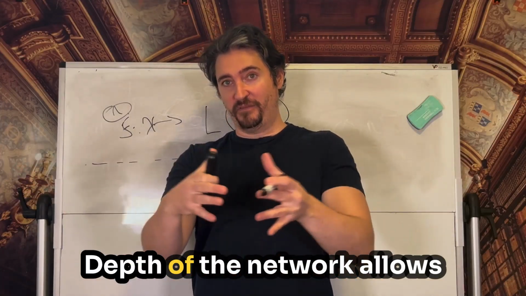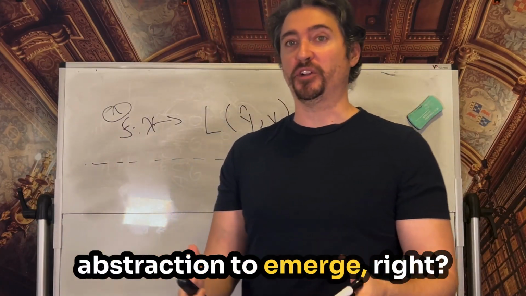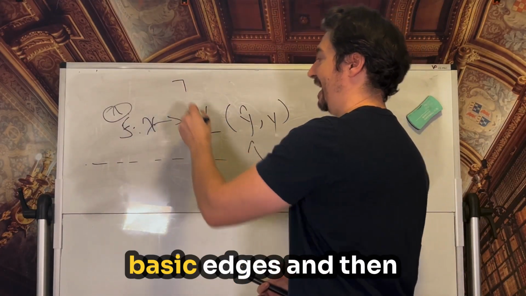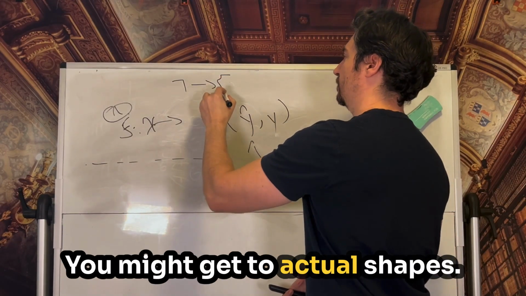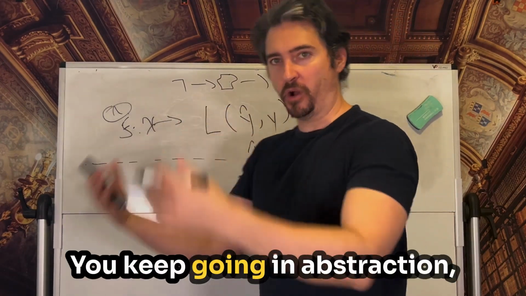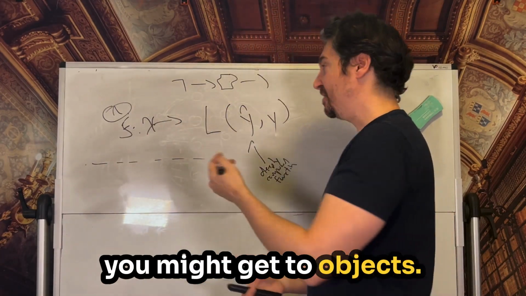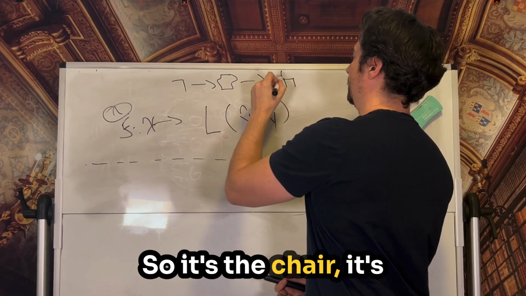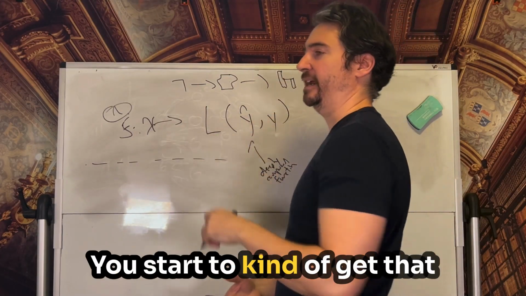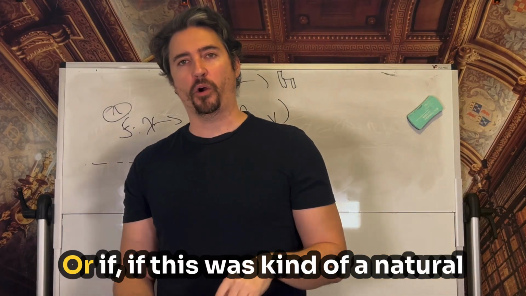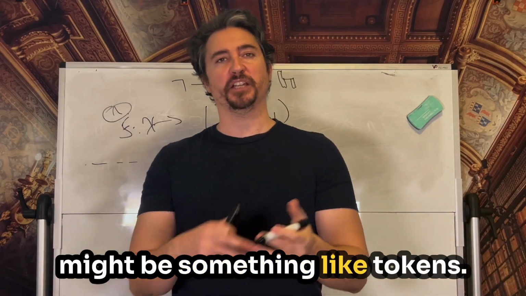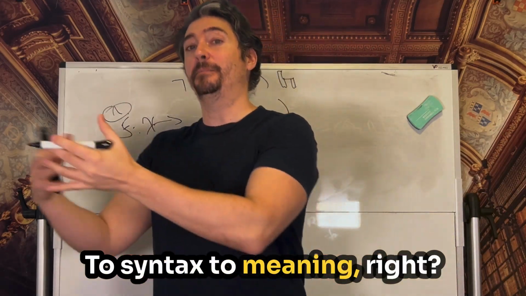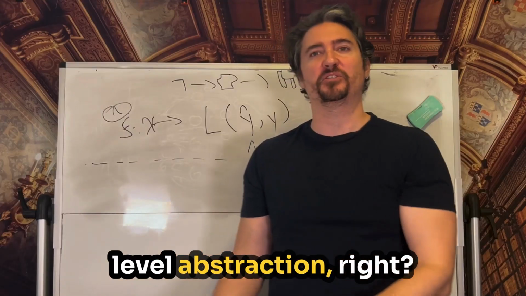Depth of the network allows abstraction to emerge. You might start with basic edges, then at higher levels of abstraction you get actual shapes. Keep going and you might get to objects: the chair, the dog, whatever it is. You get that high-level category. Or in natural language processing, trying to understand a document, it might be tokens to syntax to meaning. Meaning would be the higher-level abstraction.